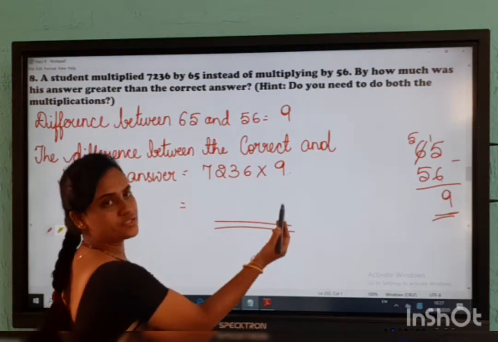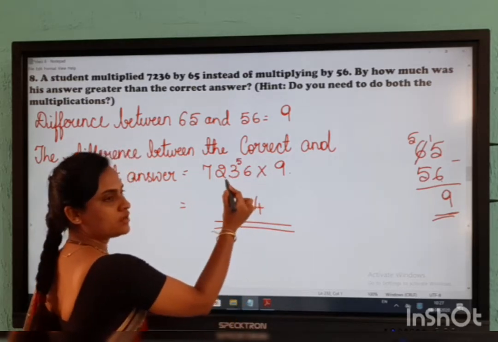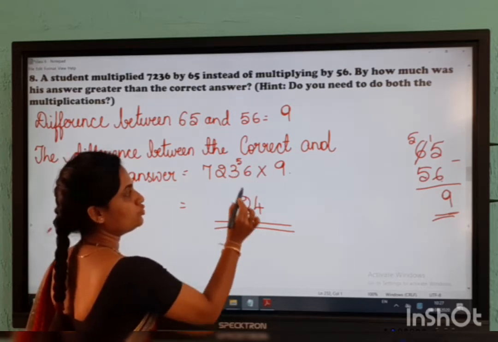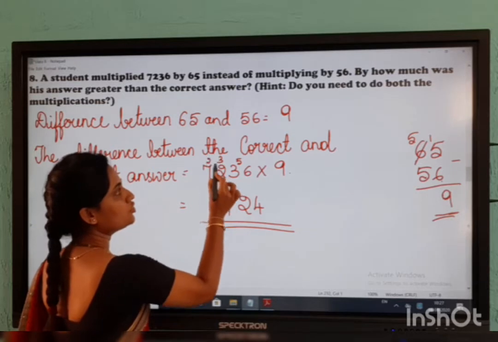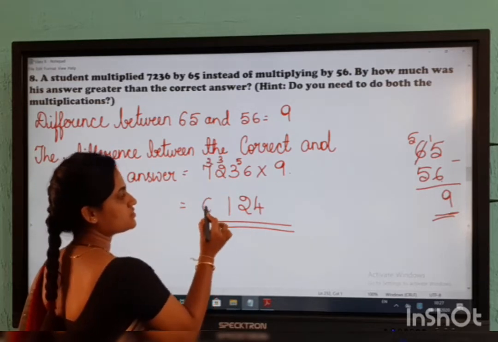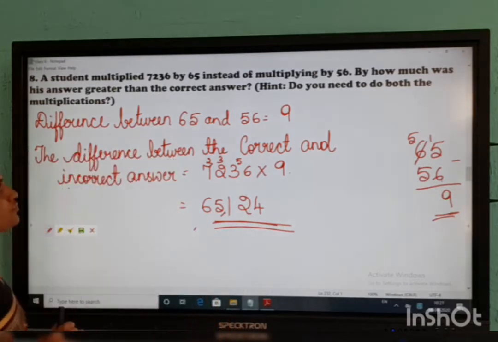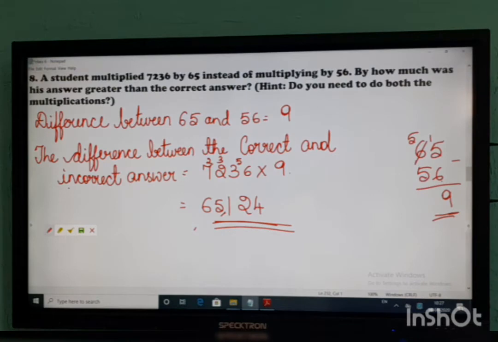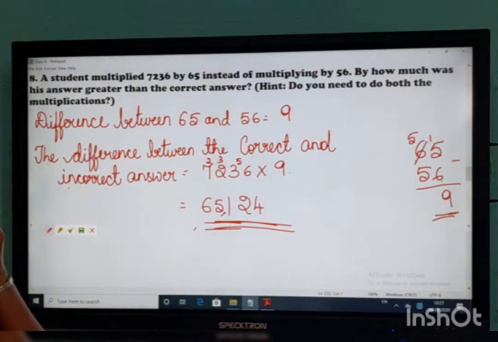9 6s are 54. 4, 5 carry. 3 9s are 27. 27 plus 5 is 32. Write 2, 3 carry. 9 2s are 18, plus 3 is 21. Write 1, 2 carry. 7 9s are 63, plus 2 is 65. So 65,124 was the answer. Clear, children? So this was the answer, the amount greater she had got. Clear, children?